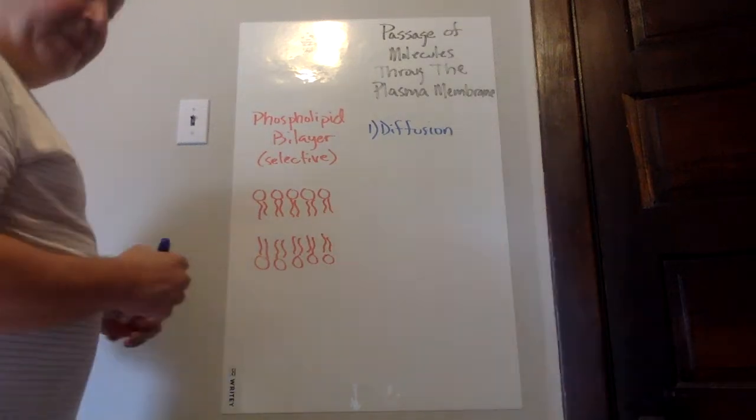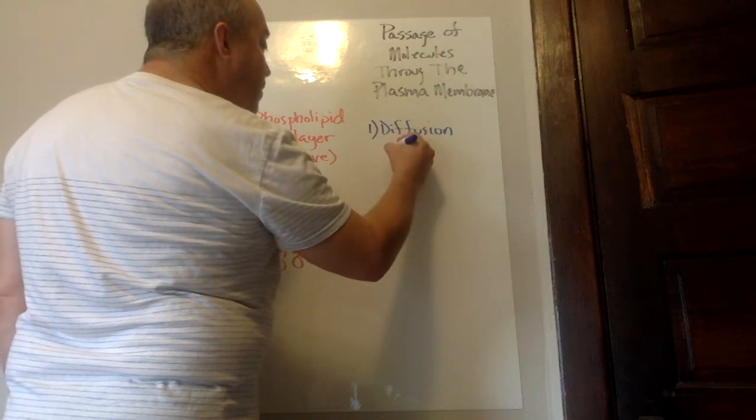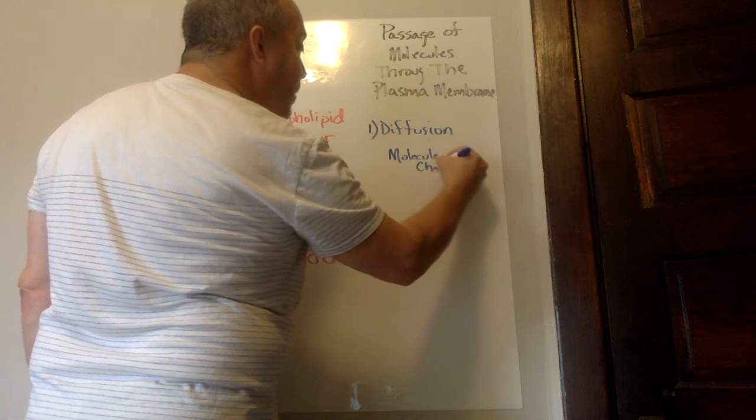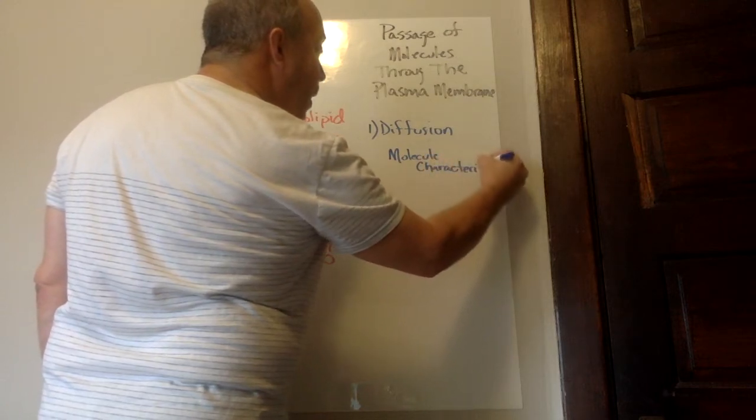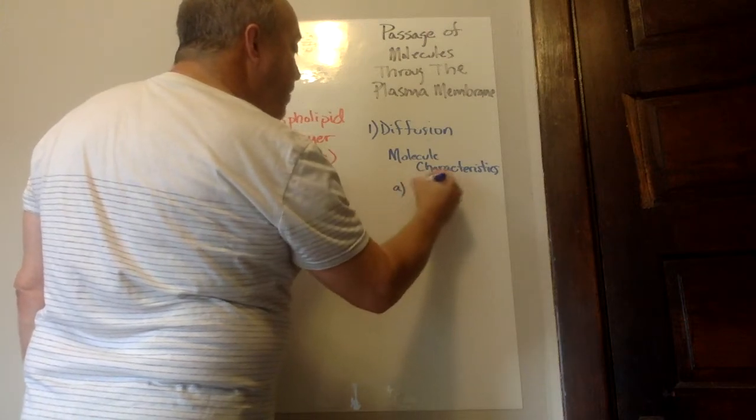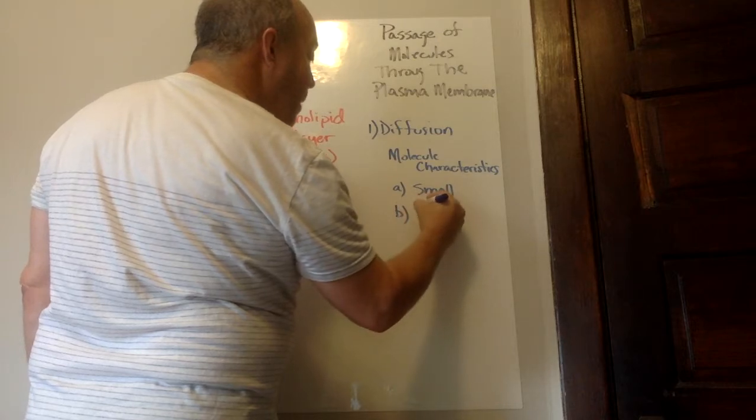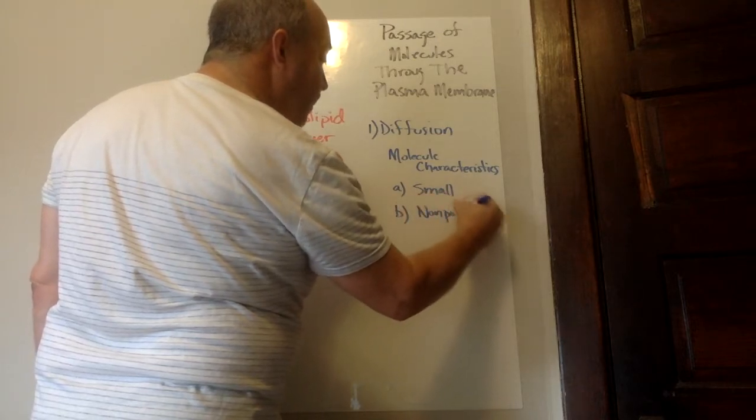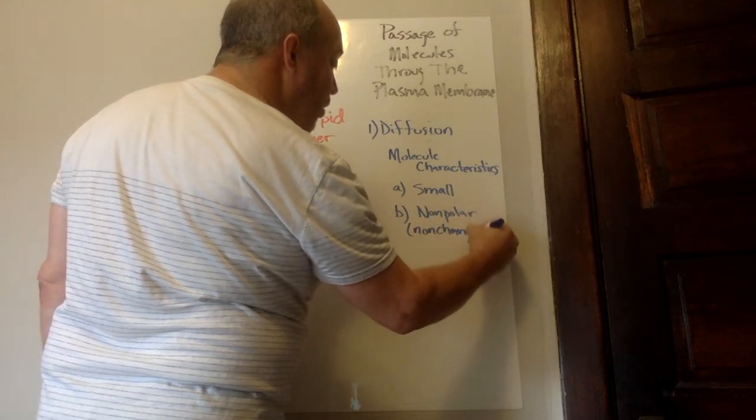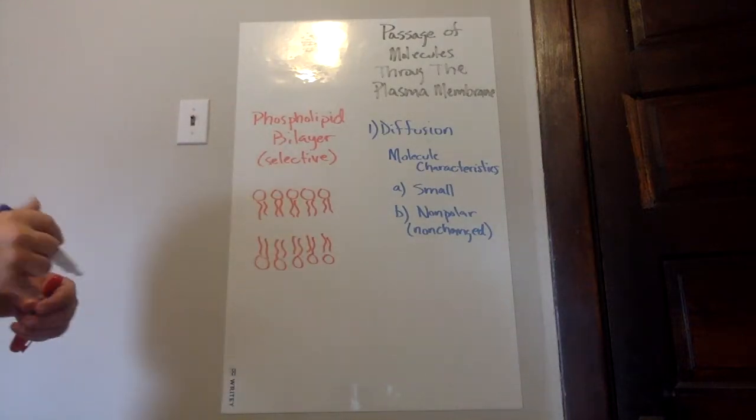There are a few characteristics of the molecules that will go through that. So if you're going to use diffusion through this, you're going to have characteristics that will allow you to do this. One of these is you need to be small. And the second one is you need to be nonpolar. Or a lot of times I will say non-charged, because to be nonpolar means you do not have a charge.